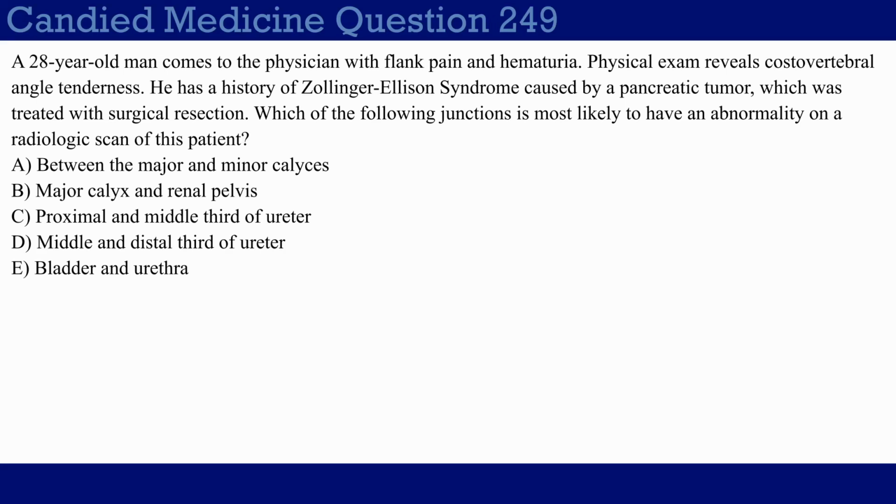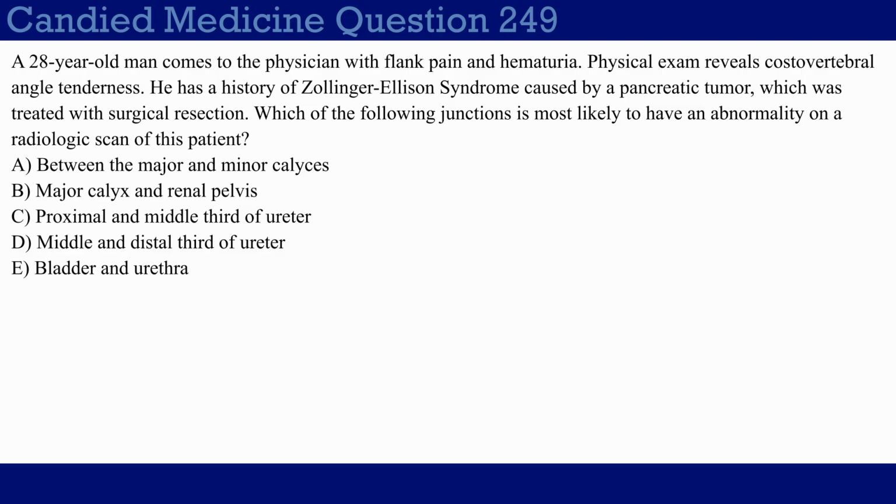28-year-old man comes to the physician with flank pain and hematuria. Physical exam reveals costovertebral angle tenderness. He has a history of Zollinger-Ellison syndrome caused by a pancreatic tumor, which was treated with surgical resection. Which of the following junction is most likely to have an abnormality on a radiologic scan of this patient?